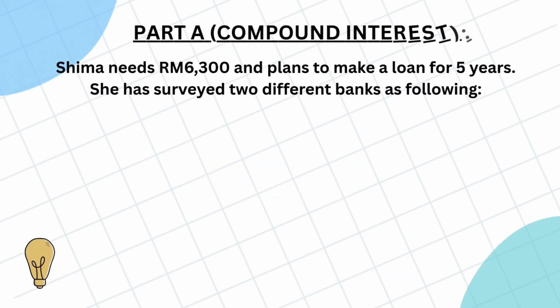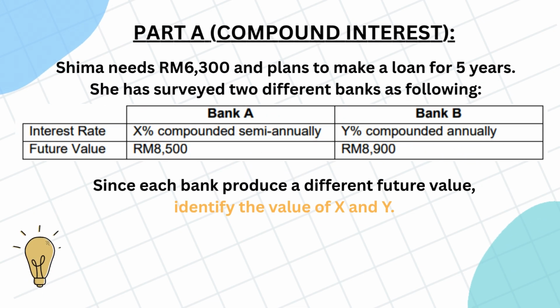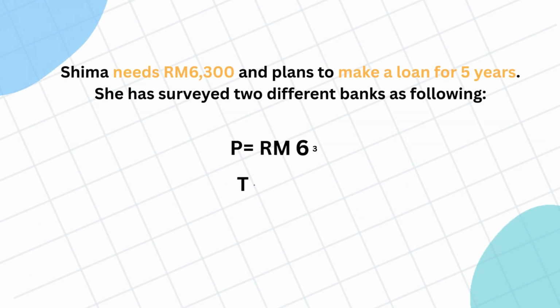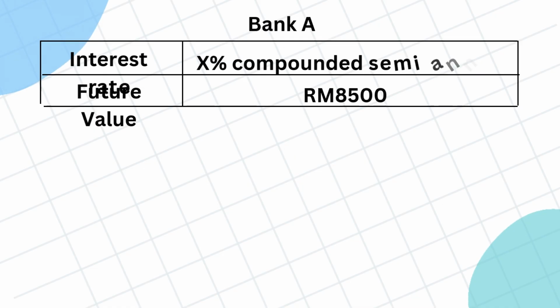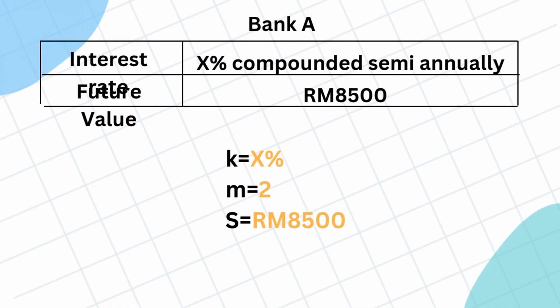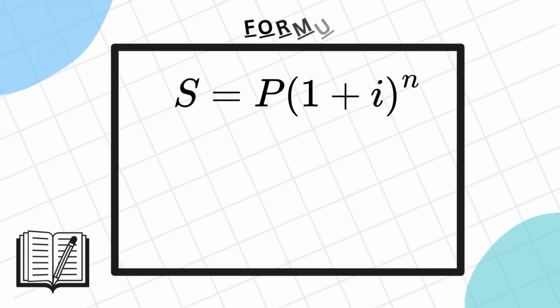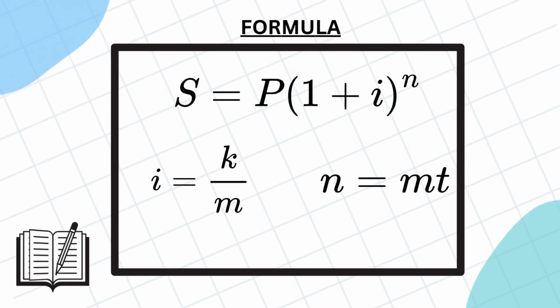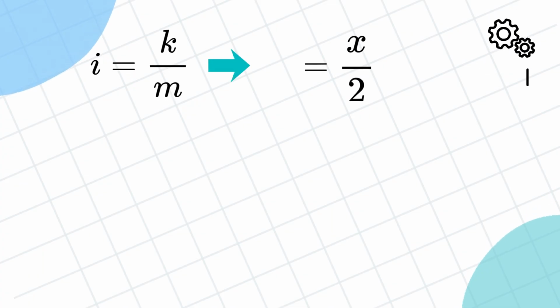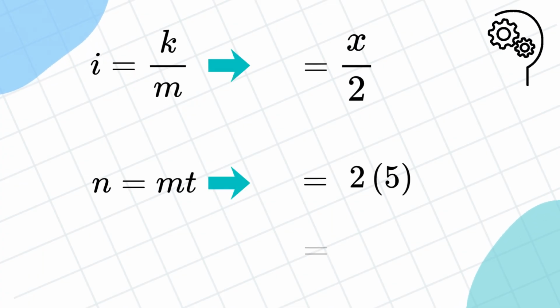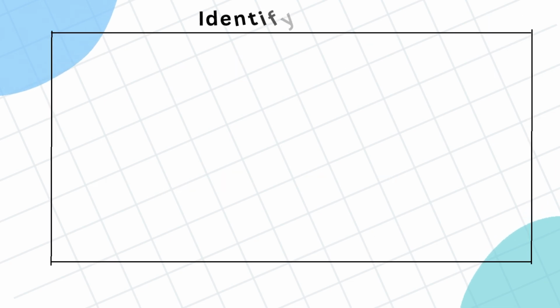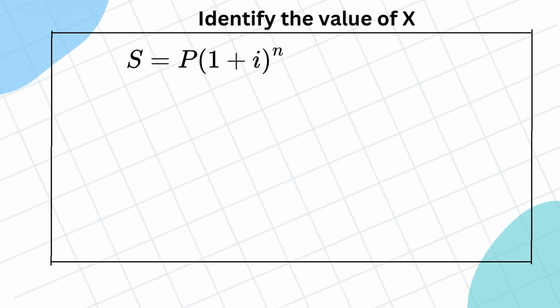Next question. Shima needs 6,300 and plans to make a loan for 5 years. She surveyed 2 different banks. Since each bank produced a different future value, identify the value of X and Y. By the question, we know P is 6,300 and T is 5 years. Bank A, K is X percent, M is 2, S is 8,500. Here is the formula. So i is X over 2 and n is 2 times 5, which equals 10. We want to identify the value of X using the compound interest formula.